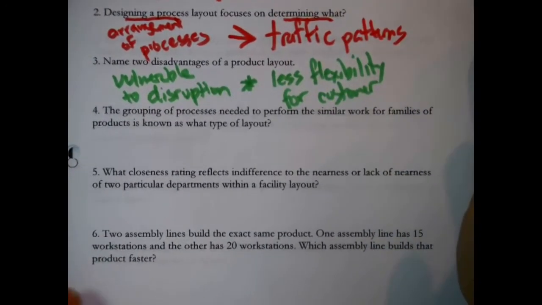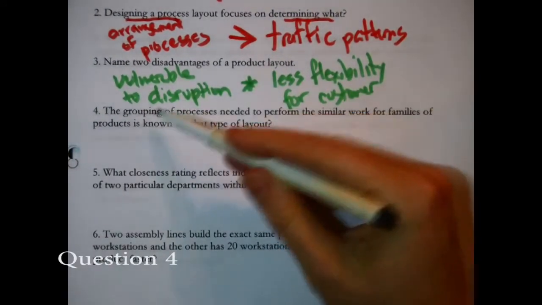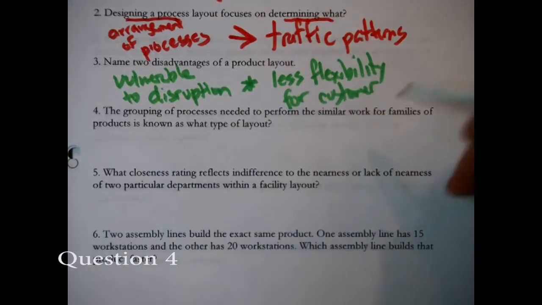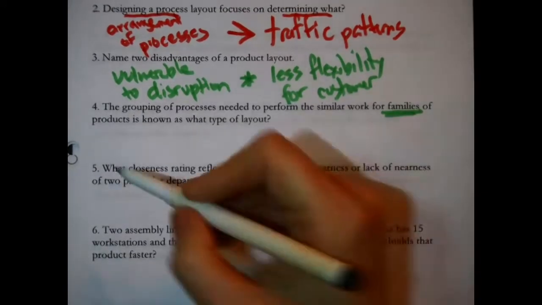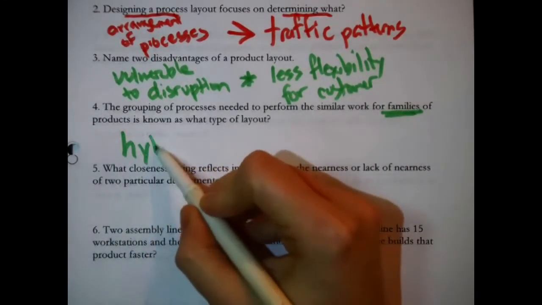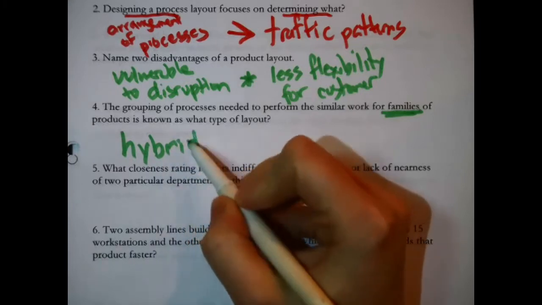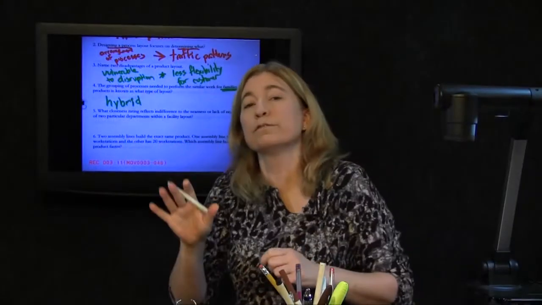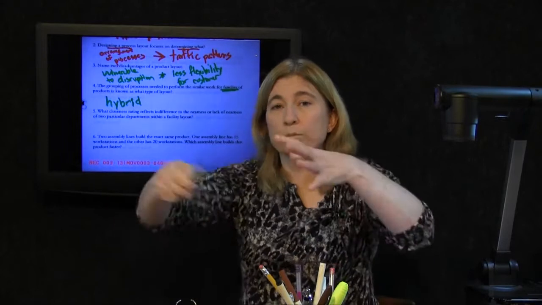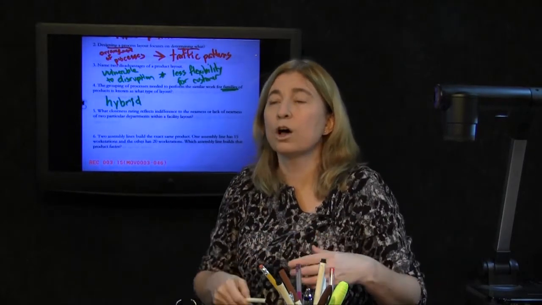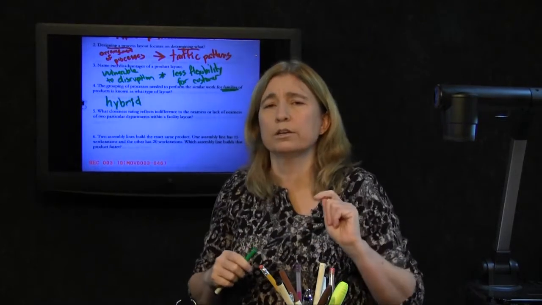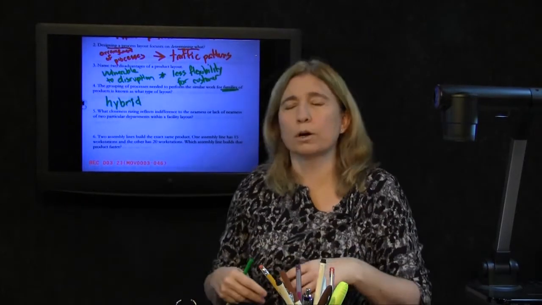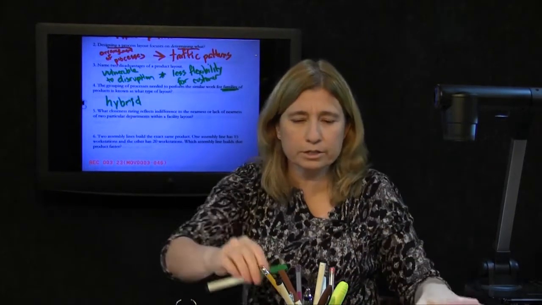Okay, now next question. The grouping of processes needed to perform similar work for, and here's the key word in this one, families of products is known as what type of layout? That is indicative of a hybrid layout. The idea of searching for families, grouping together products into families, also known as, for instance, a cellular layout, or associated with another good key term, group technology.